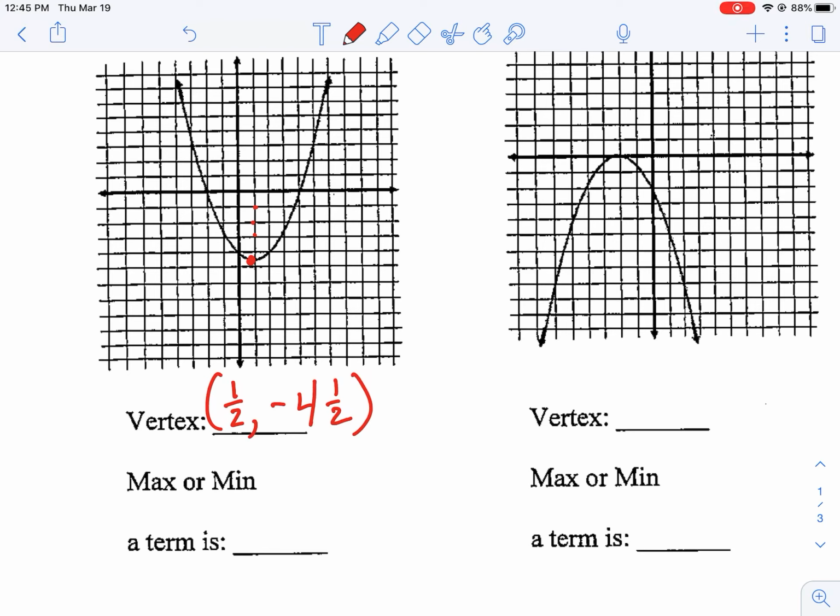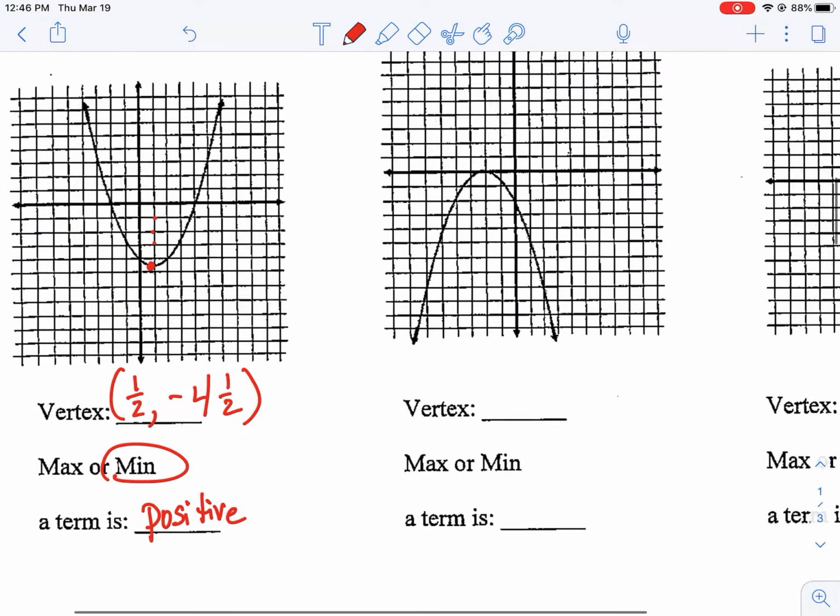Is that a max or a min? In other words, is that point the bottom of your parabola or is it the top of the parabola? Well, this one actually looks like it's the bottom. And the a term, does this open up or down? Looks like it opens up. So the a term is positive.